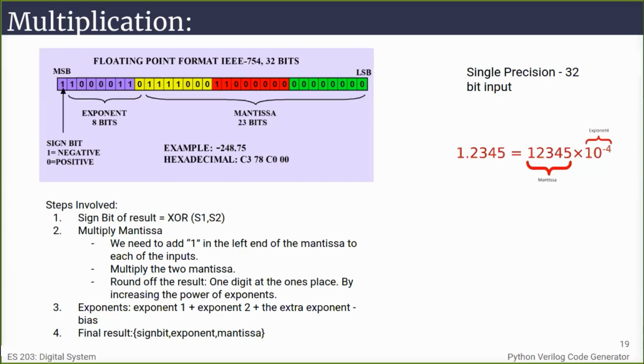The final result would be in the format sign bit, exponent, mantissa. Here the sign bit would be 1 bit, the exponent would be 8 bits, and the mantissa would be 23 bits, as you can see in the IEEE representation.